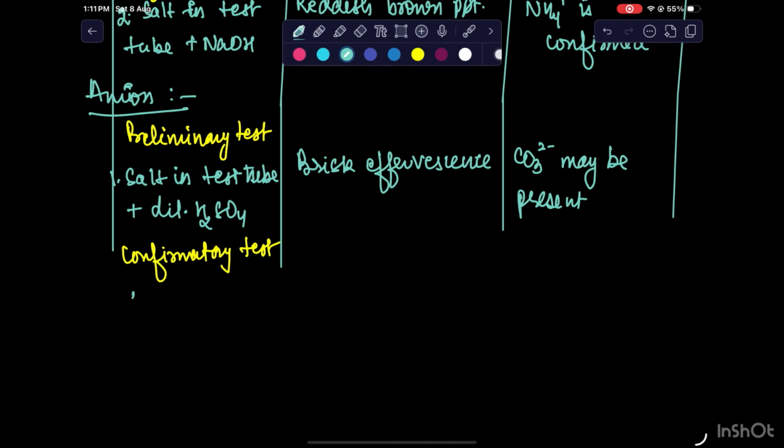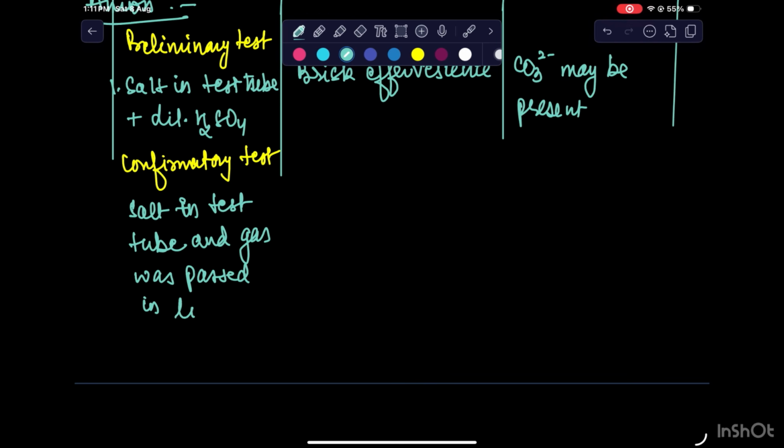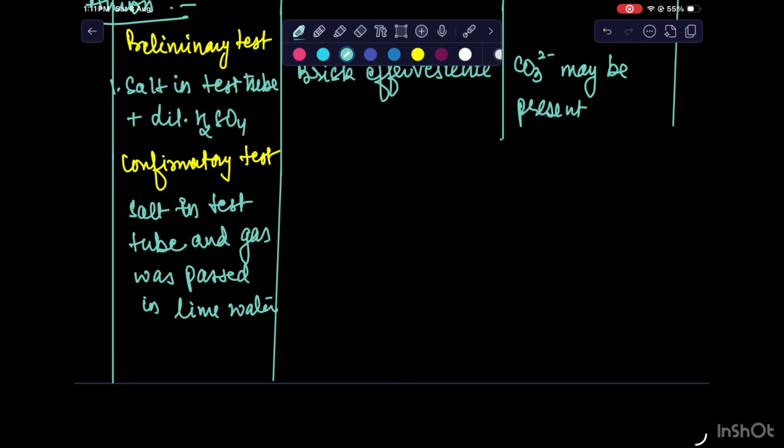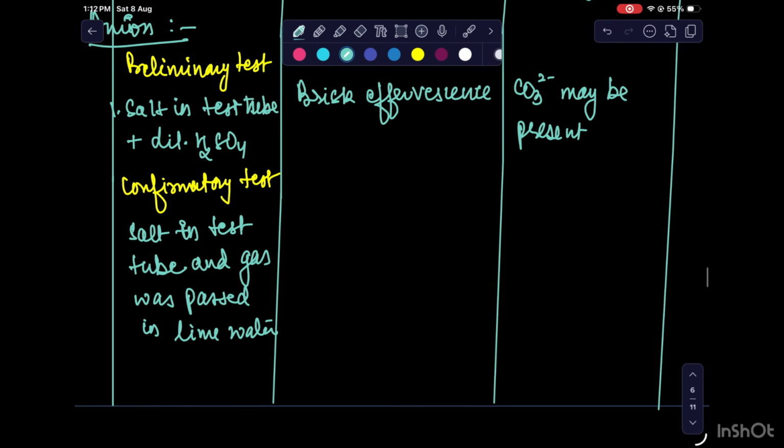So we will take salt in a test tube and then the gas which is being released is passed into the lime water, and lime water turns milky. When lime water turns milky, then maybe carbonate is present. You can leave it till here also, or one more test which we discussed already, the formation of calcium bicarbonate. When you pass more amount of gas, then this milkiness will disappear. So you can write that also. All right. So with this, your salt analysis is over.